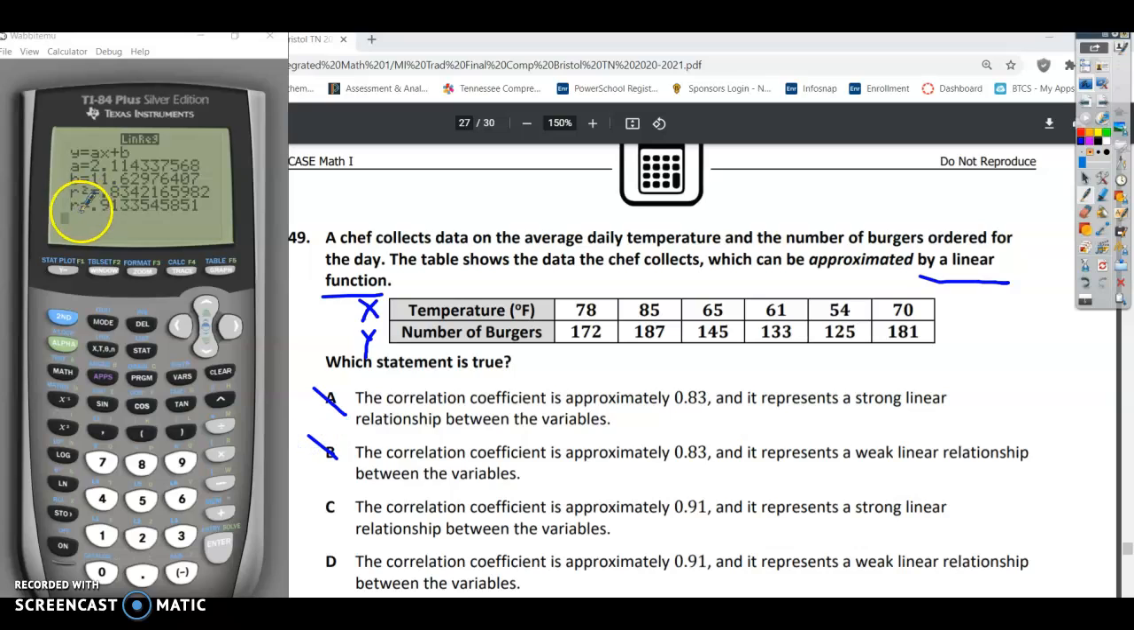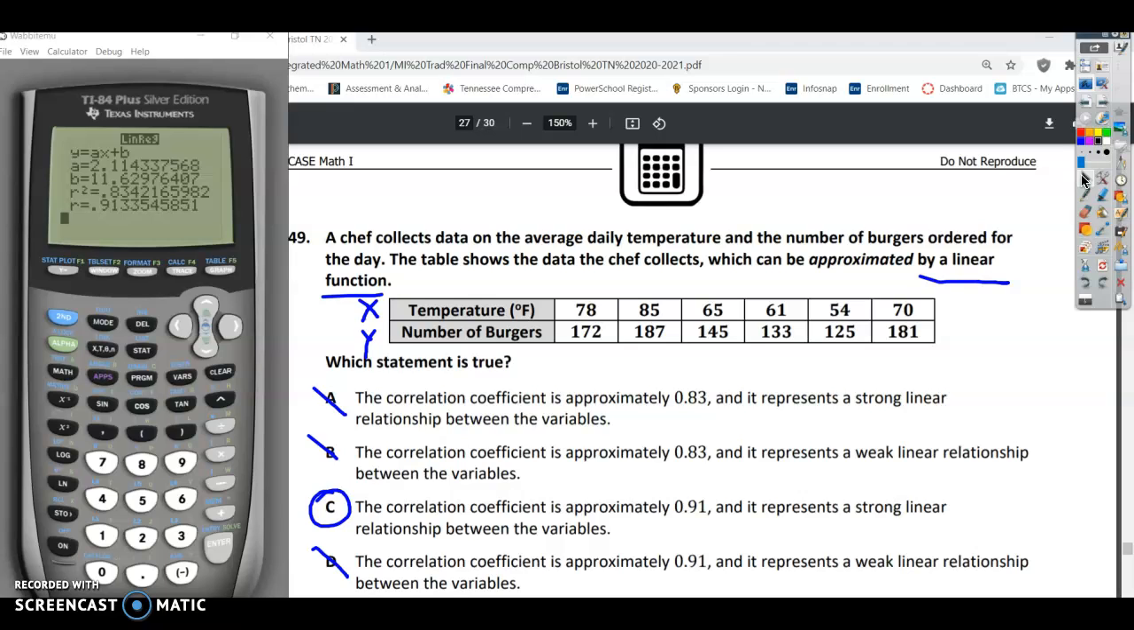All right, this says it's approximately 0.91. So it says the correlation coefficient is approximately 0.91 and it represents a strong linear relationship. Well, the closer to 1 it is, the stronger the correlation. So that's going to be true. This one says represents a weak relationship. The closer to 0 it is, the more weak it is. So that's not true. So this is a question about basically being able to use your calculator.